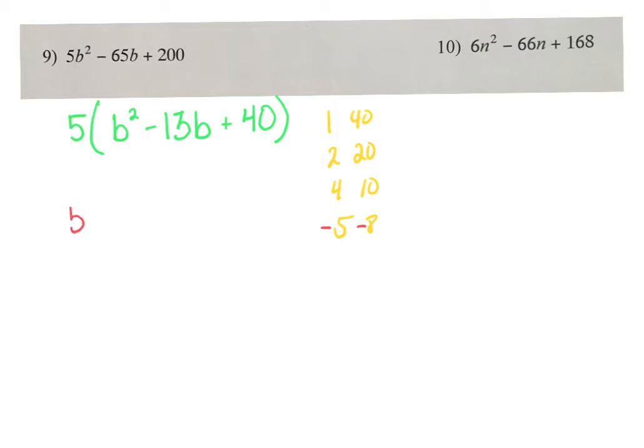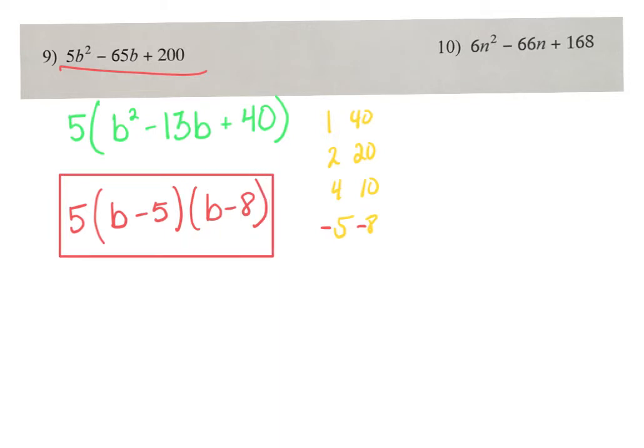So the way I'm going to do this is I'm going to leave that 5 out there, and then I'm going to say b minus 5, b minus 8. And that will be my factoring. If I were to FOIL those parentheses and then distribute that 5, I would get what I started with up here. And so my final answer would be 5 on the outside, b minus 5, b minus 8. So go ahead and try 10.